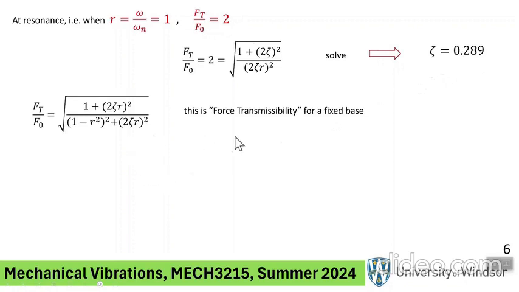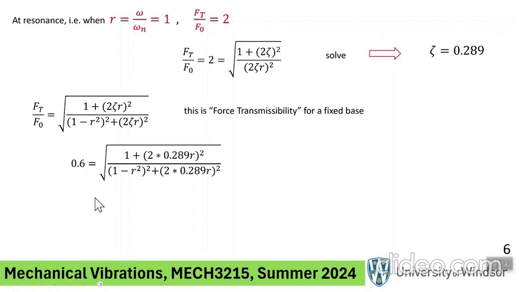Now, the second condition. Let me remind you what the expression for Ft over F naught was. But keep in mind that the reason it looks like that is that it is at resonance, in other words, when r is equal to 1. When r is equal to 1, this is the expression we get. This is not in general true. This is only at resonance. For an arbitrary r, the expression is right here, the force transmissibility.